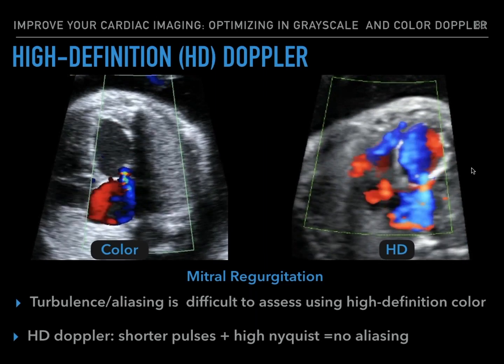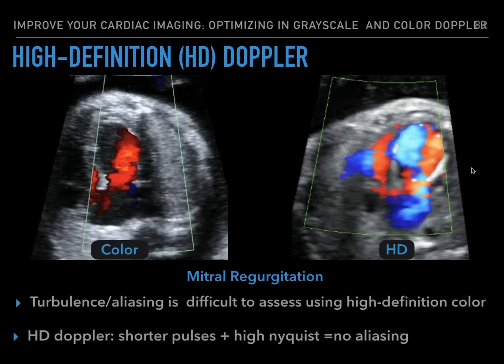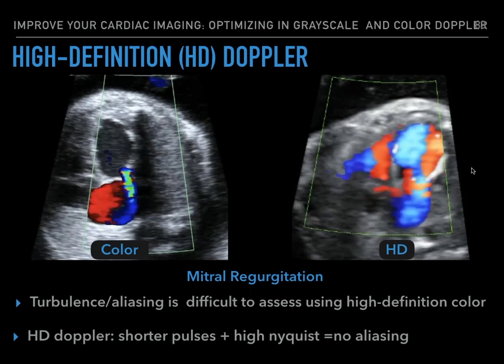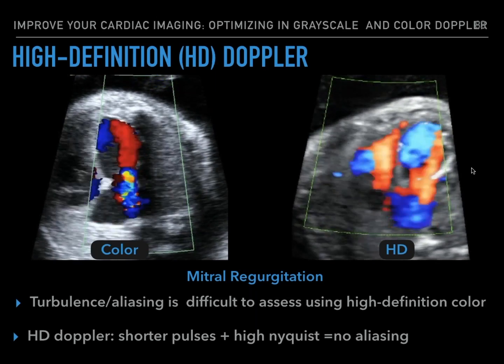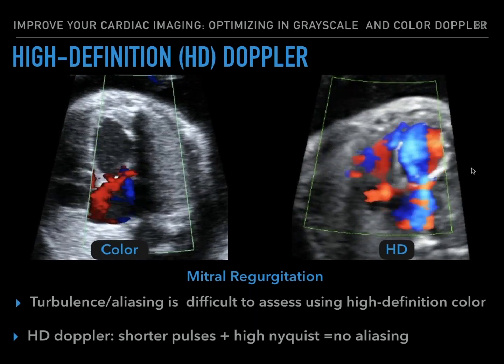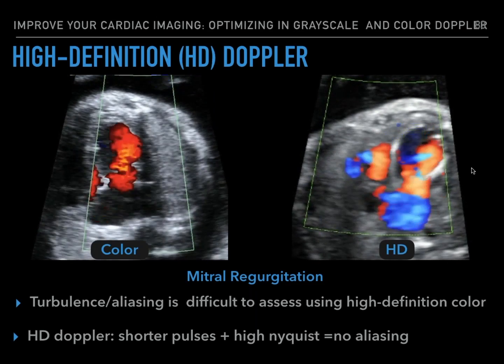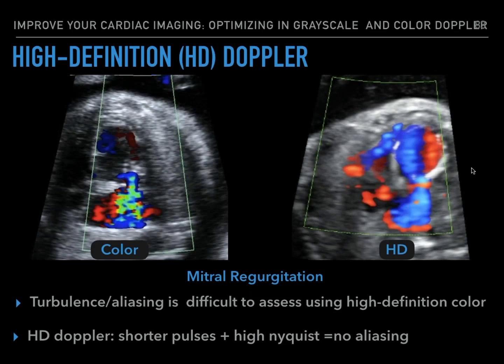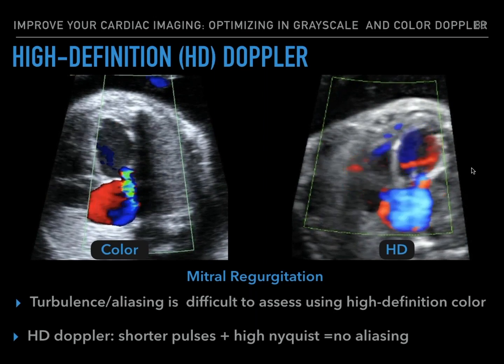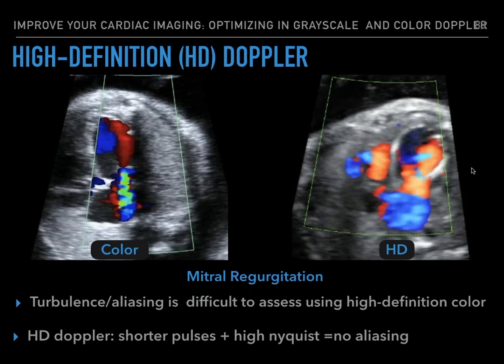I found this very, very helpful as I look at structures both with high definition Doppler and also with color, especially with the aortic arch, and how color is able to identify aliasing in comparison to HD Doppler. And this will help in aiding the diagnosis as well.